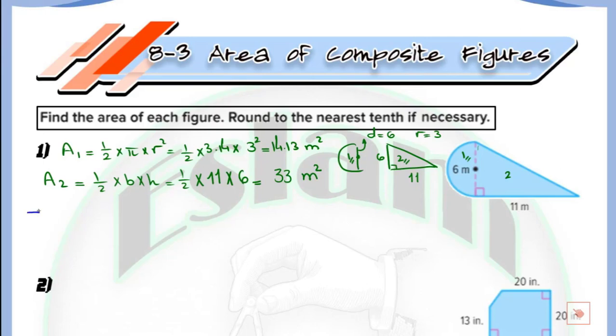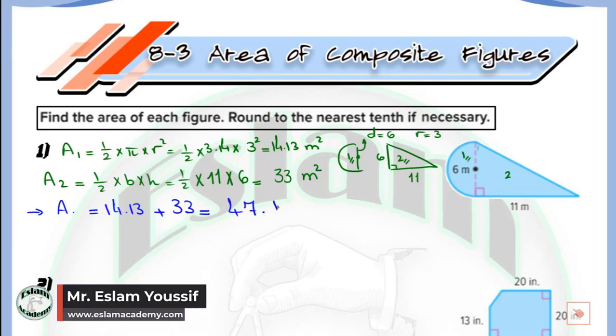Now we need to find the area of the shape. The area will be equal to the sum of the two areas, area number 1 and number 2. So it will be equal to 14.13 plus 33. By adding, you will find that the answer will be 47.13 squared meter.